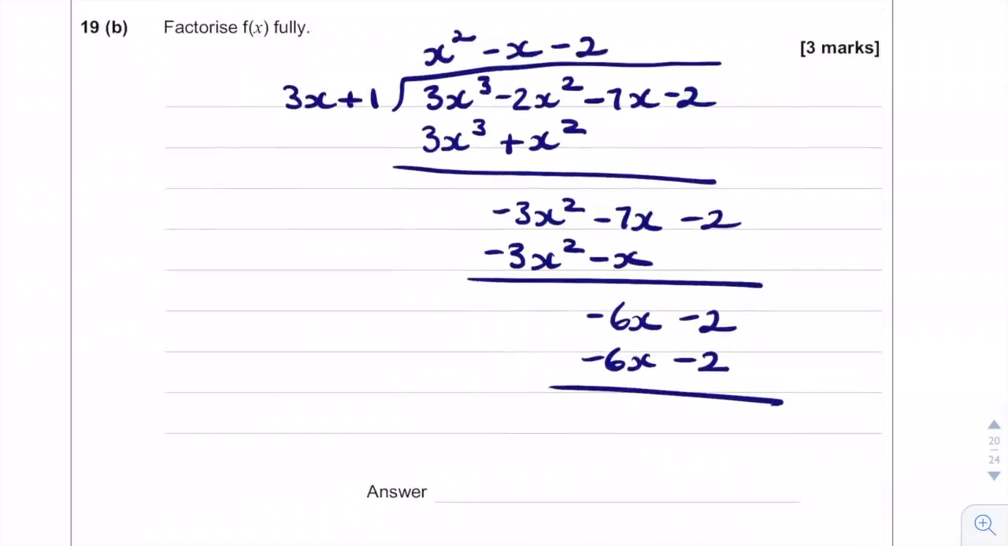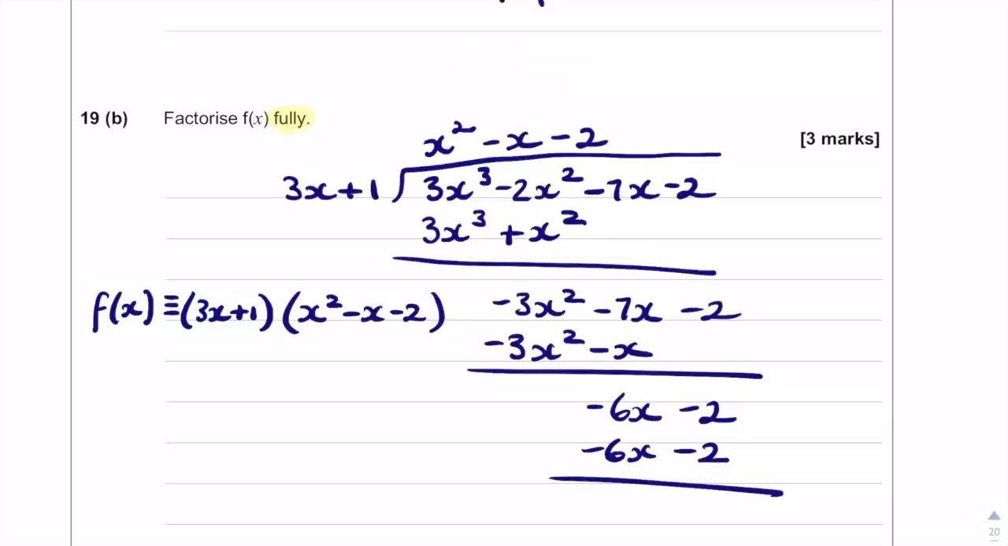So therefore f of x, we can say, is equivalent to 3x plus 1 multiplied by x squared minus x minus 2. Okay, so that is f of x factorised into a linear term and a quadratic term. But the question does say to factorise f of x fully. And what that means is to put it in its simplest form as possible. So we should be able to get 3 linear terms by factorising the quadratic term to get 2 linear terms.